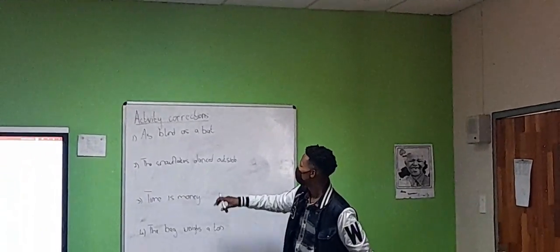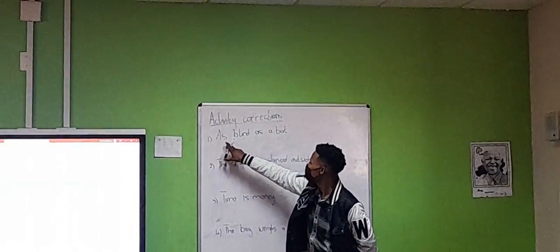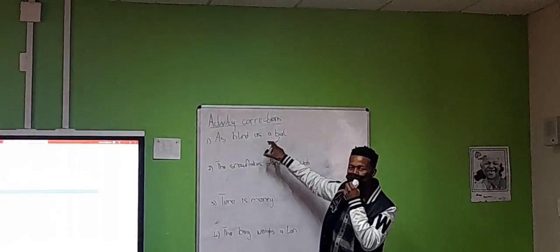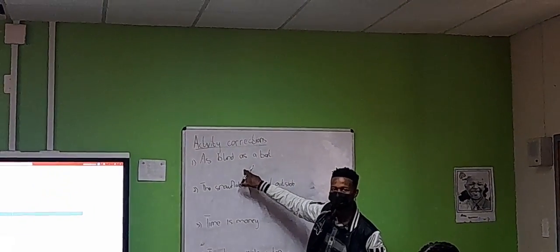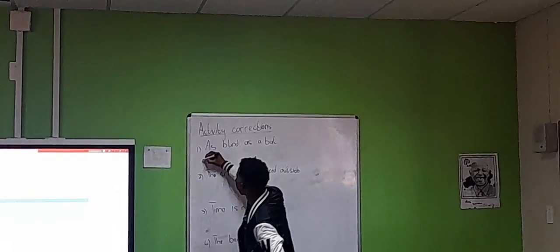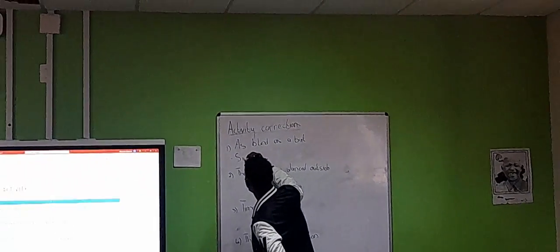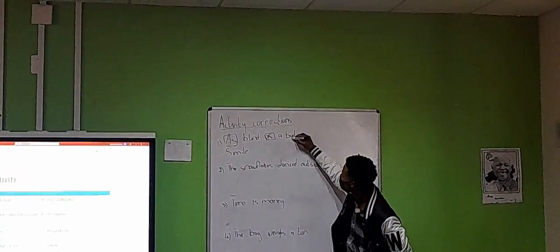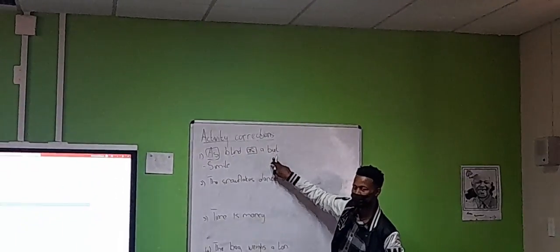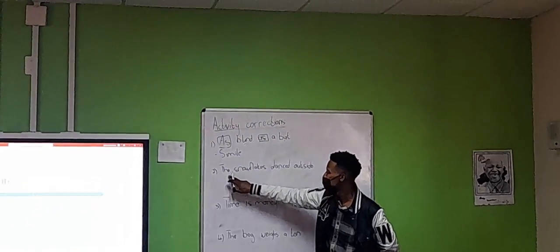Okay. Now, the first sentence says, as blind as a bat. What is it? Metaphor. It's a simile. And how do you know it's a simile? It's "as". And what are we comparing here? A bat and a blind person. A blind person and a bat. Yeah?